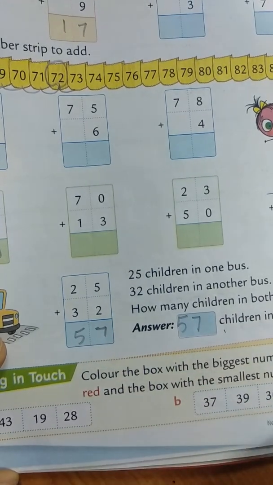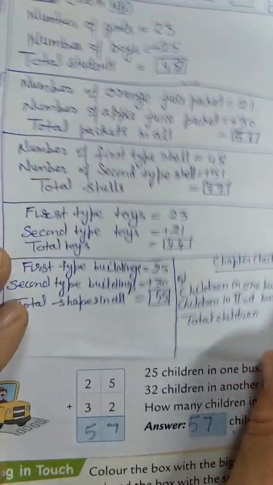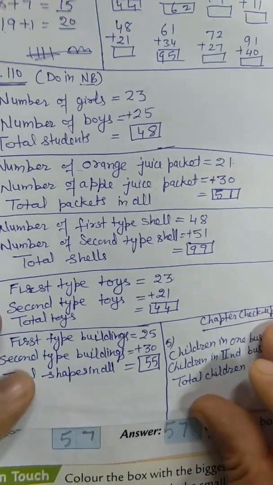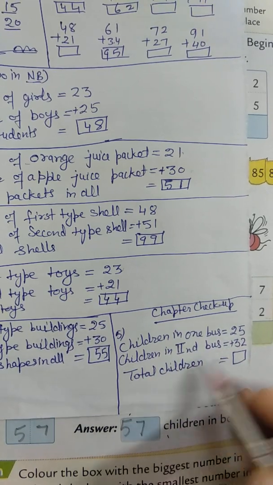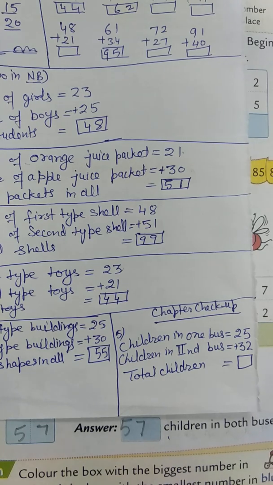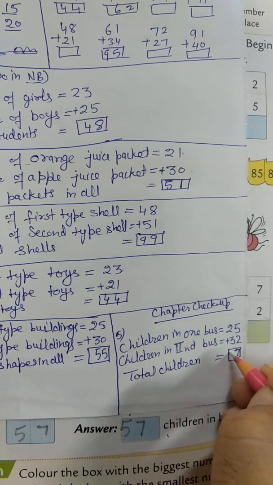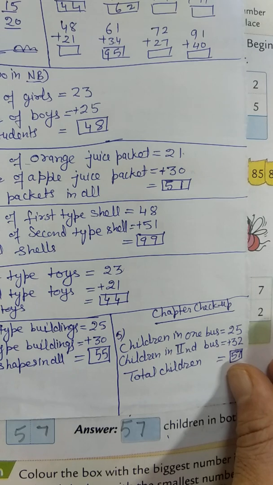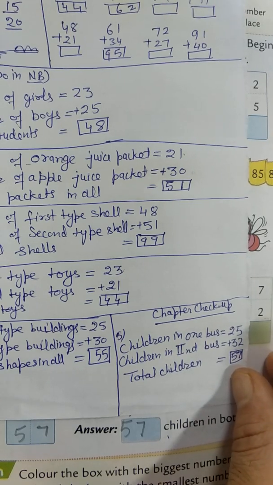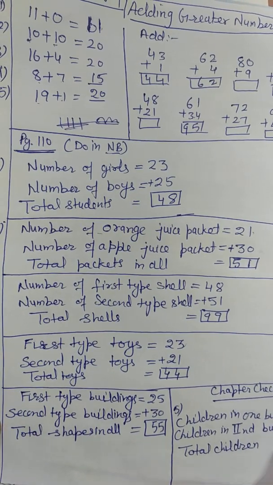Clear? So this way you can do it, but you have to write this question again in the notebook. I will show you the page again. Like this you can write: children in one verse 25, children in second verse 32. Total children: 5 plus 2 is 7 and 3 plus 2 is 5, 57. So this way you can do this fifth question of the chapter checkup also in the notebook. I will show you these word problems again, so you can do it this way.